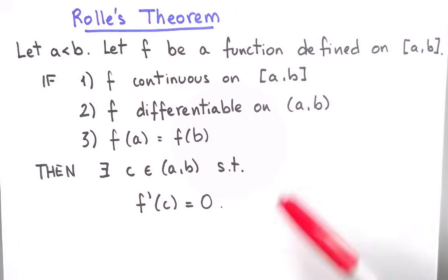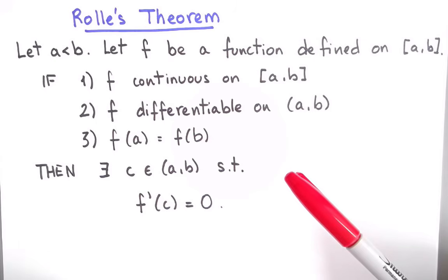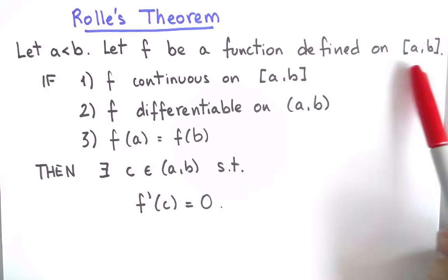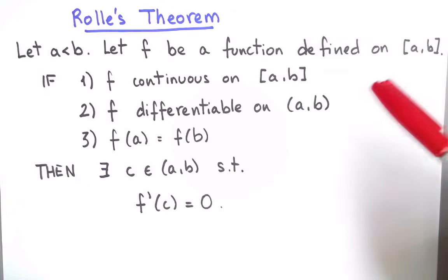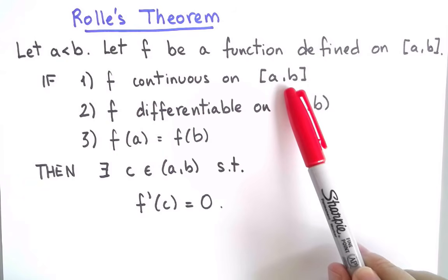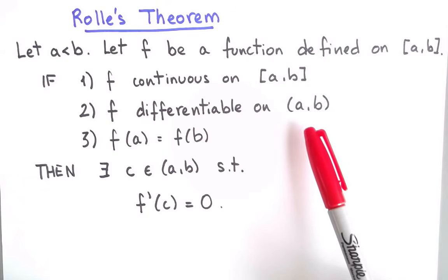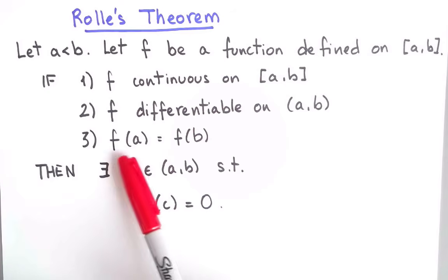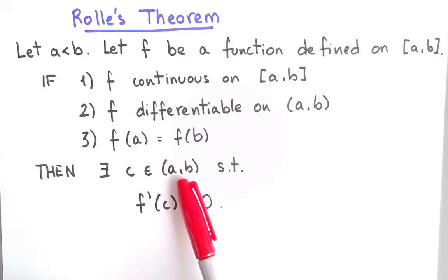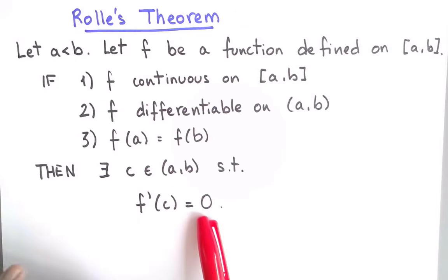As a reminder, this is what Rolle's theorem says. I begin with a function that's defined on an interval a,b, closed and bounded, including the endpoints. If I assume three conditions, I assume that the function is continuous on the full interval, including the endpoints, is differentiable on the open interval, not including the endpoints, and the value of the function at the endpoints is the same, then necessarily there must be a point in the interior where the derivative is zero.